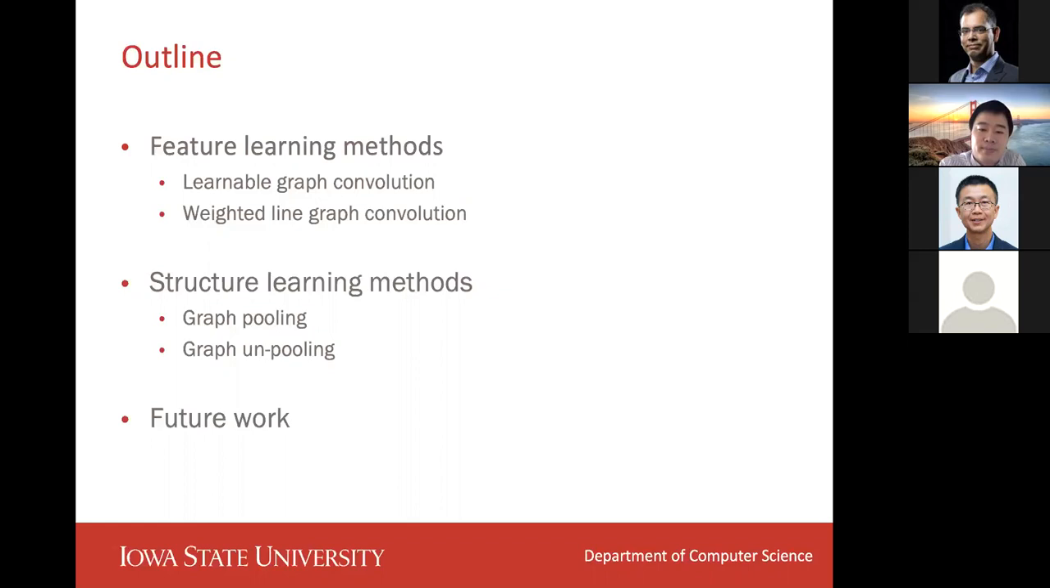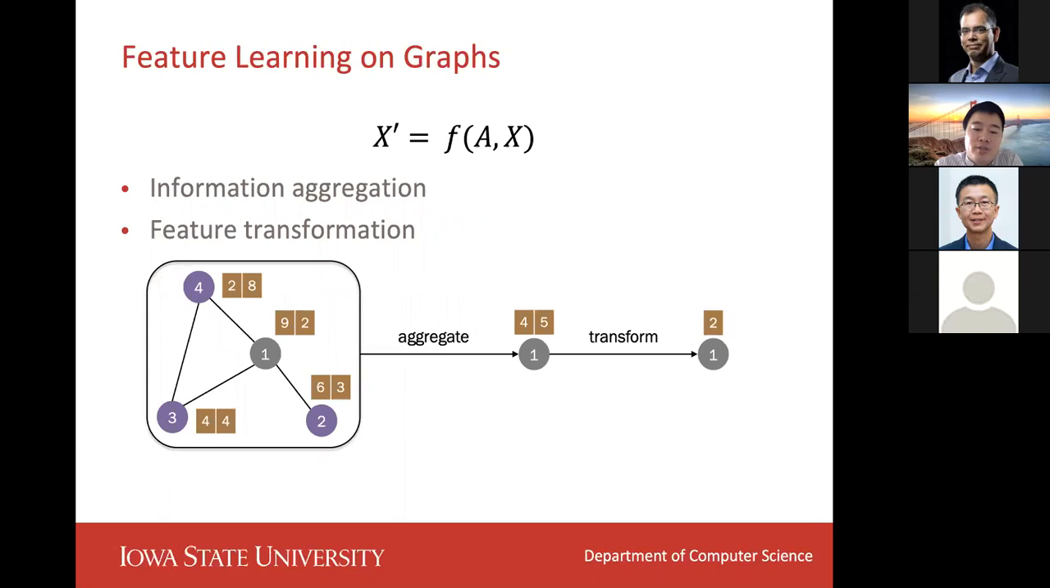In feature learning, we want to learn better feature representations for each node. To make it clear, I will explain this as a two-step process. In the first step, the center node will gather information or features from its neighbors. Then a feature transformation function is performed on the aggregated features. Usually we employ a linear transformation for the second step. So the key challenge is how to effectively aggregate features from the neighborhood.